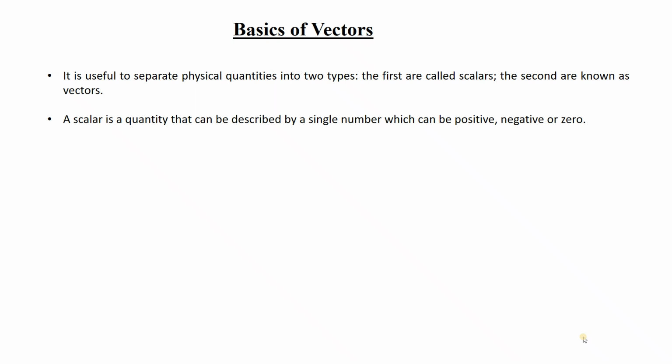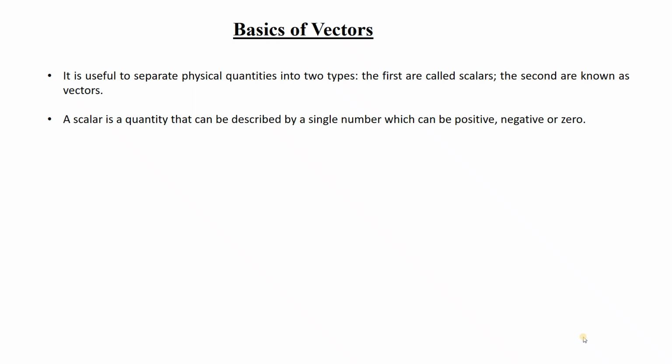Magnitude and direction are both possessed by that quantity. So give an example of a vector. Displacement. Yes, displacement, force, velocity. These are all vectors. And an example of a scalar? Distance, speed, potential.